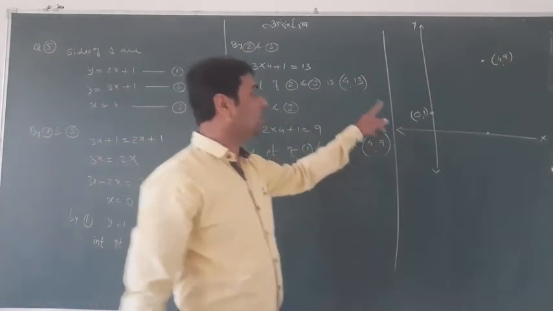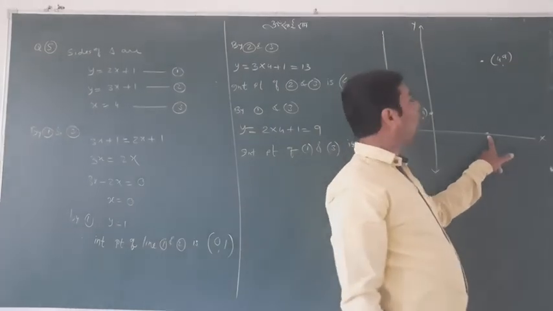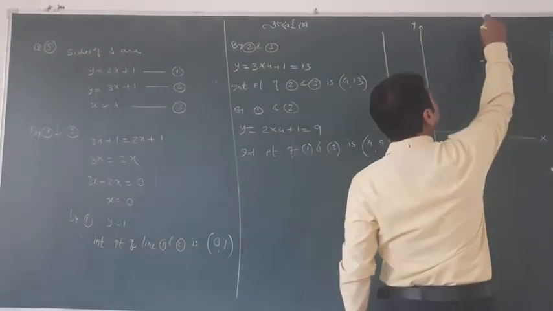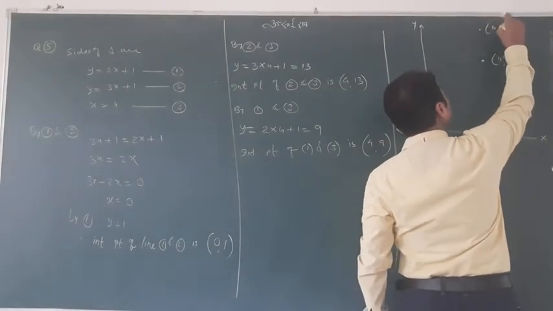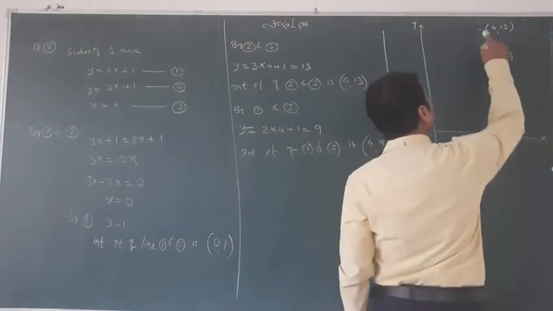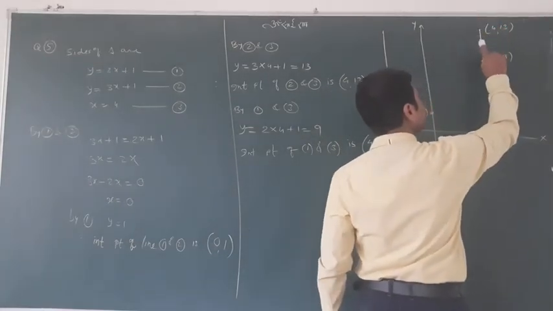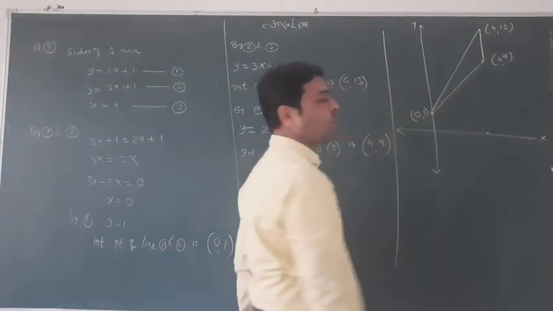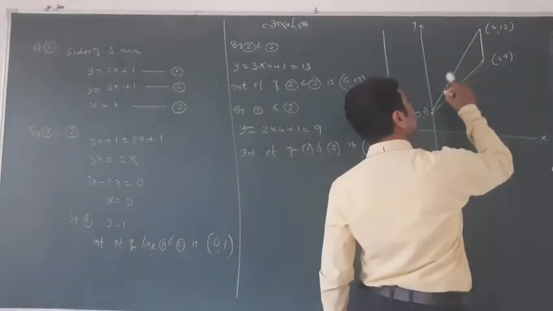Again (4, 13): 4 is the same here, and 13 will be above this 9, so definitely it is 13. The points (4, 9) and (4, 13) are on the same vertical line. Now I will join these points, because I want to find this area.